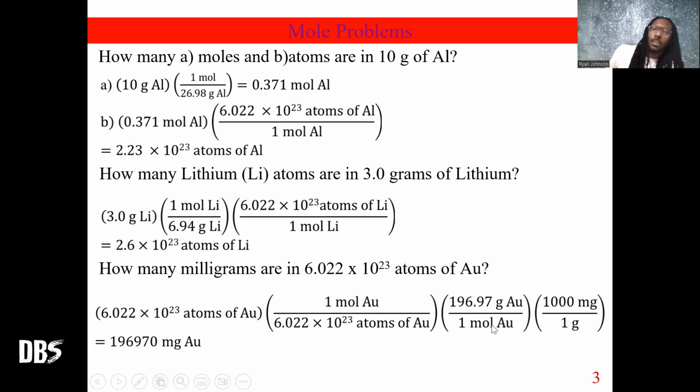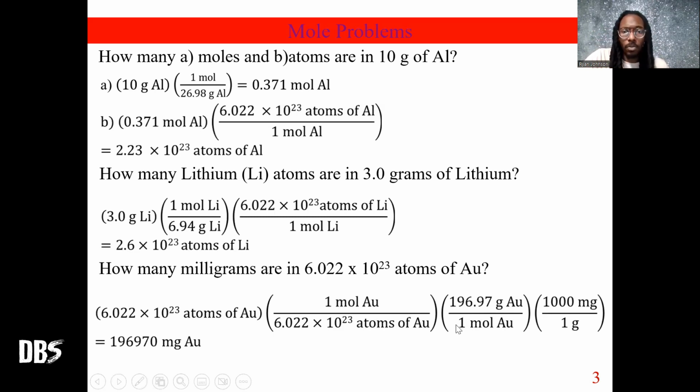Molar mass. Yes. Thank you in the back who said molar mass. So for this case, we need the molar mass of gold. We're going to set our 1 mole of gold on the bottom to cancel out our units here, right? And we got our grams on top. Now, where do we get this 196.97 from? We got that directly from the periodic table. That's exactly where we got that from. So once again, we get the molar mass from the periodic table.